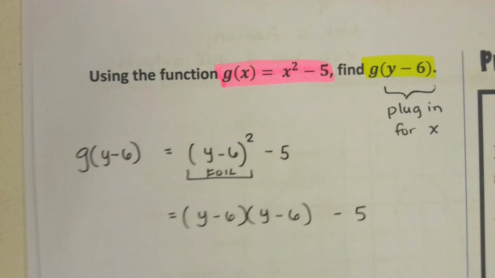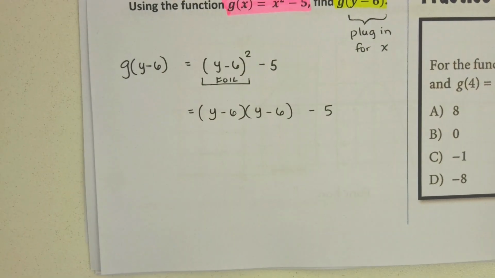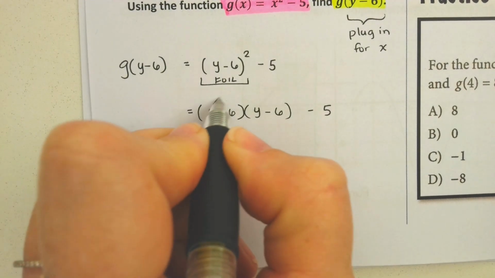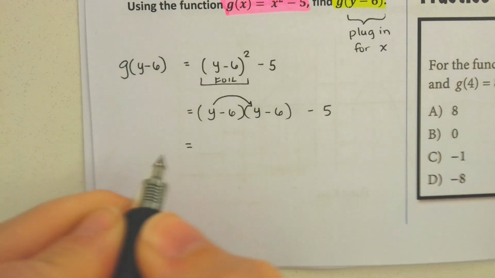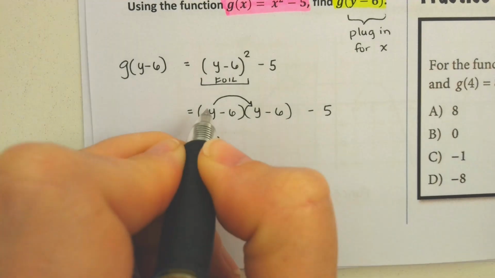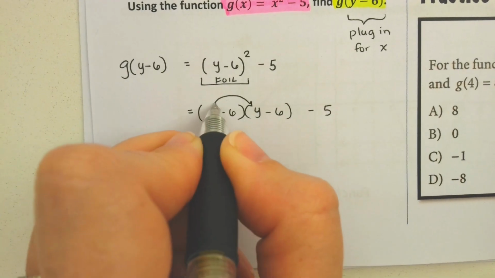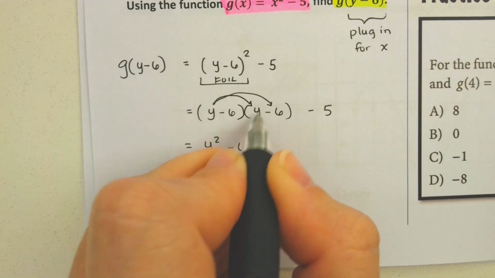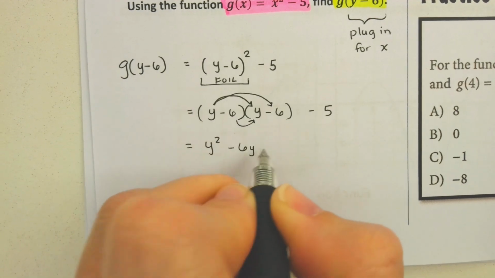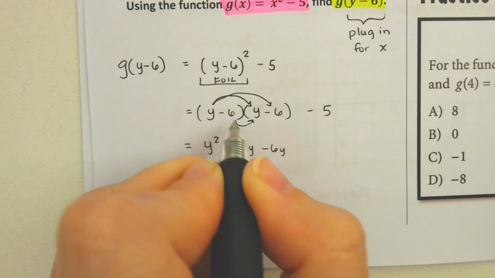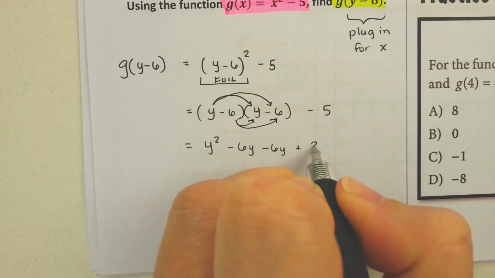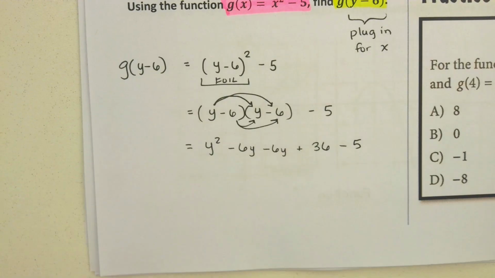What does FOIL represent again? Front, out, in, last. It's the order you multiply it. So you're going to do the front one times the front one. What's y times y? Y squared. The two outer ones, that's y times negative 6. That would be negative 6y. The two inside ones, negative 6 times y, is another negative 6y. And negative 6 times negative 6, the last term, would be positive 36. And then I'll bring down my minus 5.